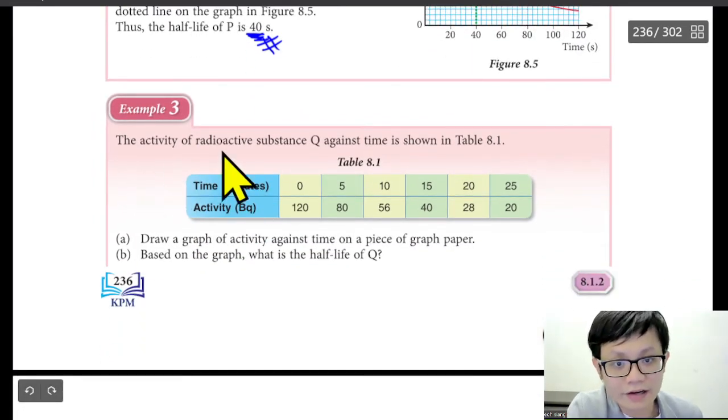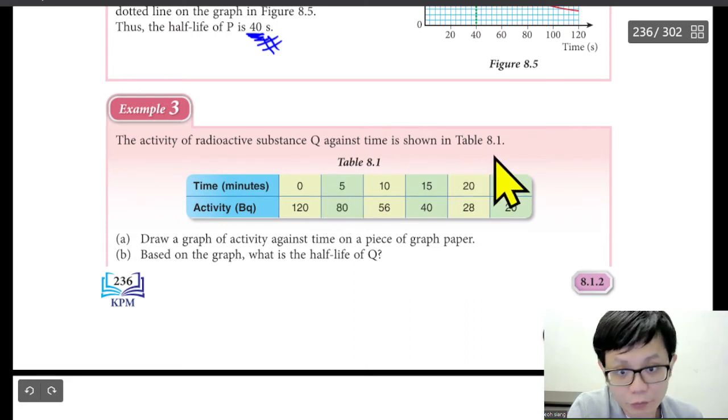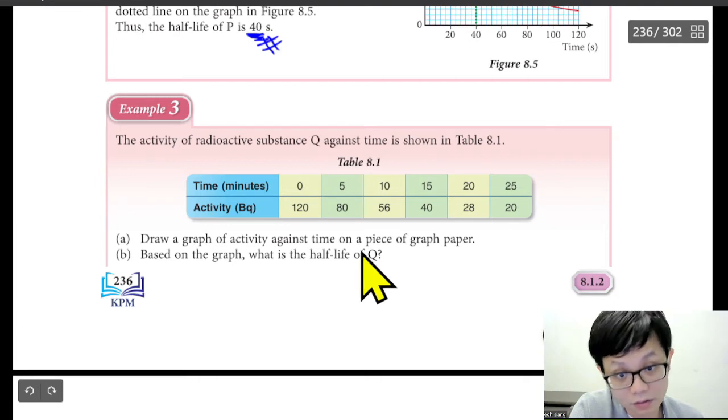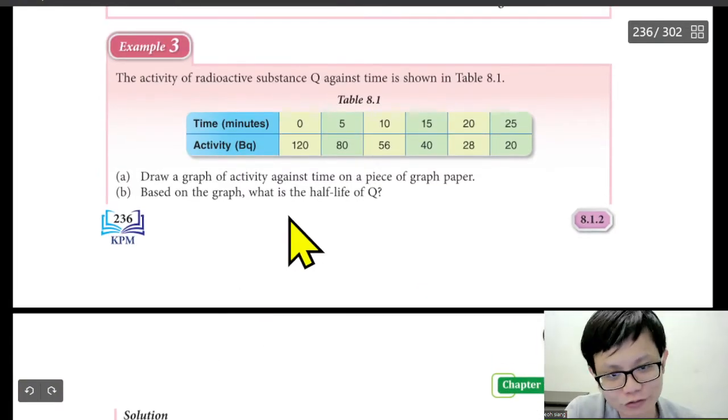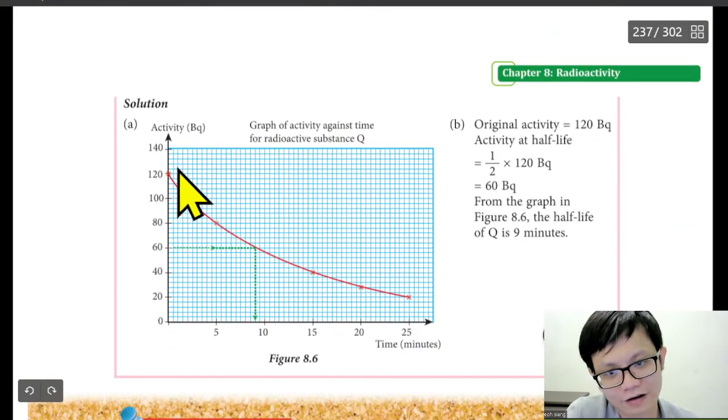The activity of radioactive substance Q is shown in Table 8.1. Draw the graph on graph paper, and based on the graph, what is the half-life of Q? Oh, luckily, I thought they asked me to draw, but here there is the drawing.